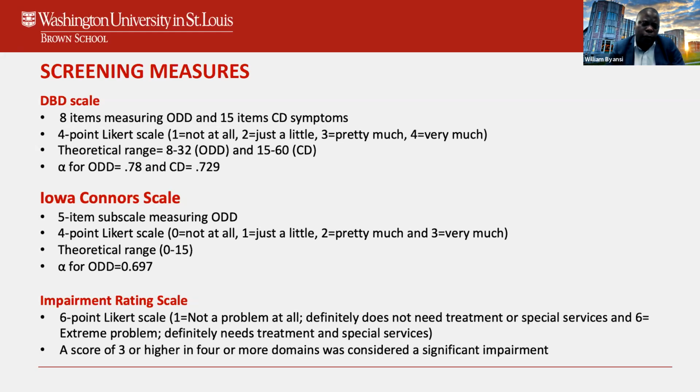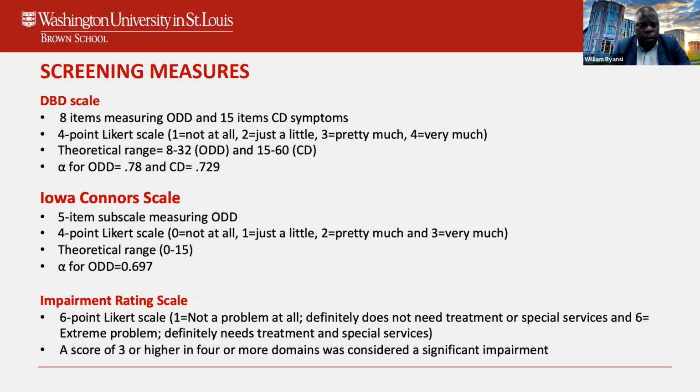So to begin, one of the things we have done is to assess behavior challenges among children. We used 3 measures. One of them is the Disruptive Behavior Scale and the Iowa Conners Scale. But we have also assessed impairment associated with behavior challenges among children using the Impairment Rating Scale.